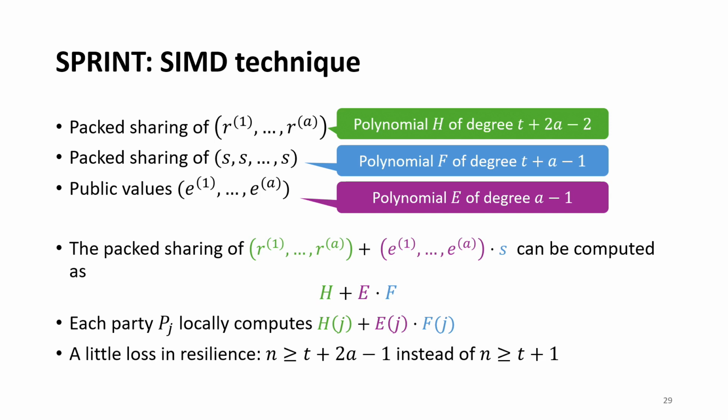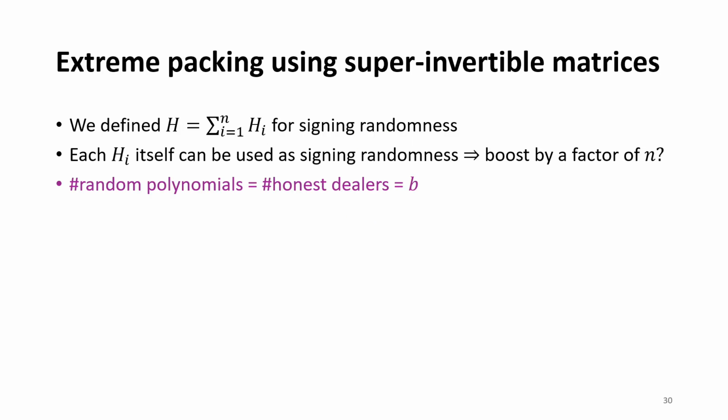So this results in a little bit of a trade-off here, because before that we needed n at least t plus 1, and now we need n at least t plus 2a minus 1. But recall that we have many parties, so this little loss in resilience is actually acceptable. Okay, so now we know how to sign a messages using packed sharing. We can even boost this effect by some multiplicative factor of b using a superinvertible matrix.